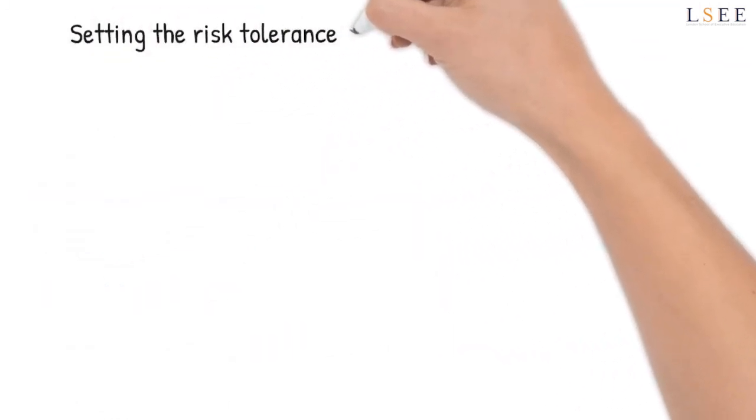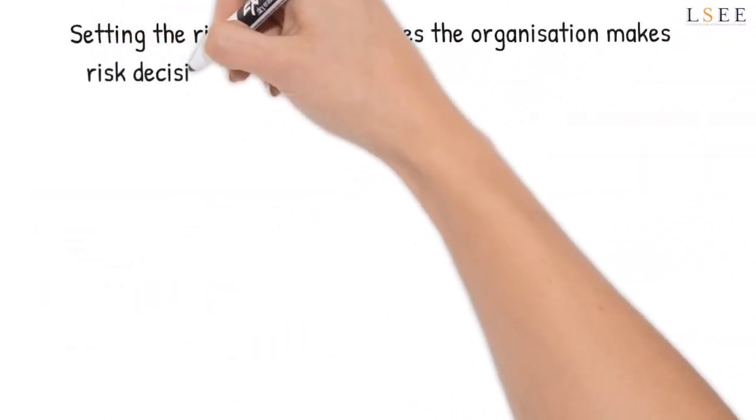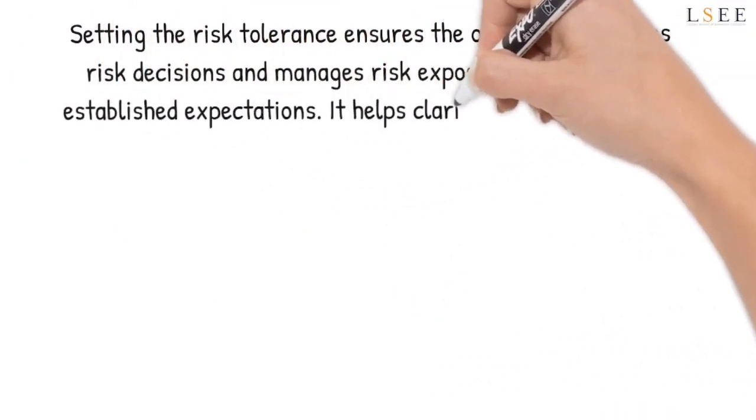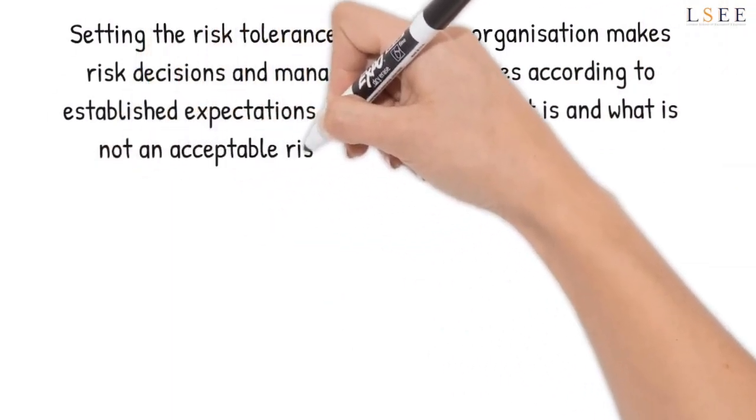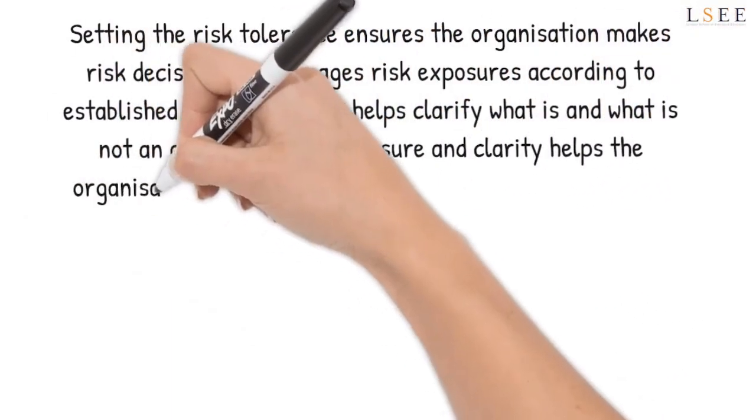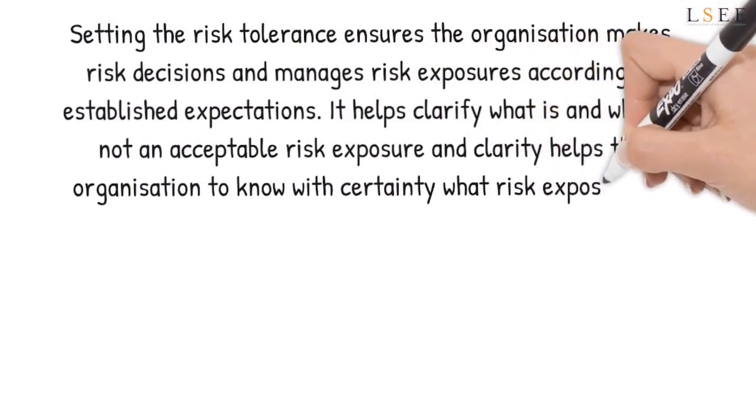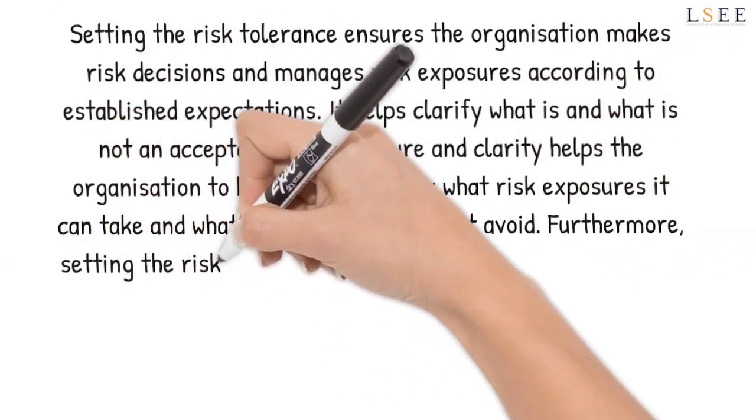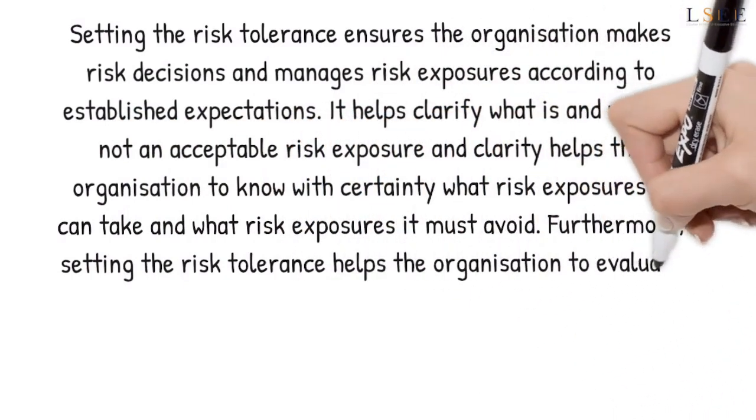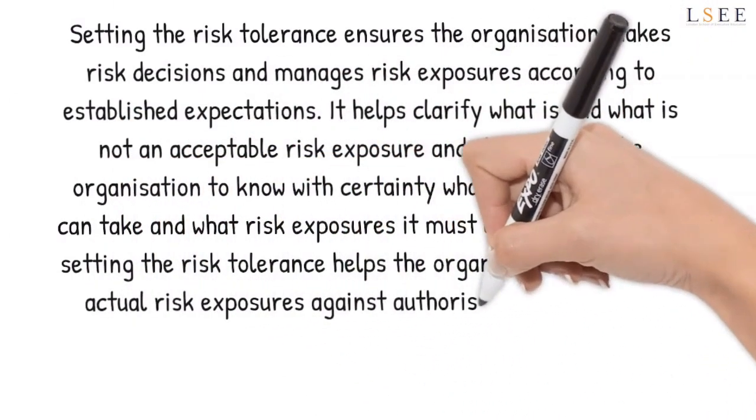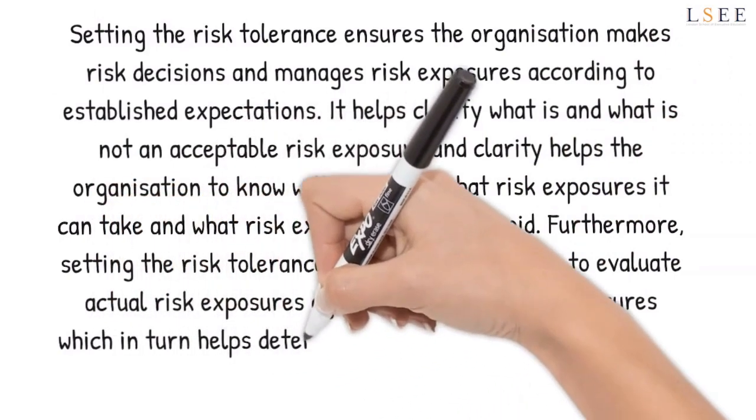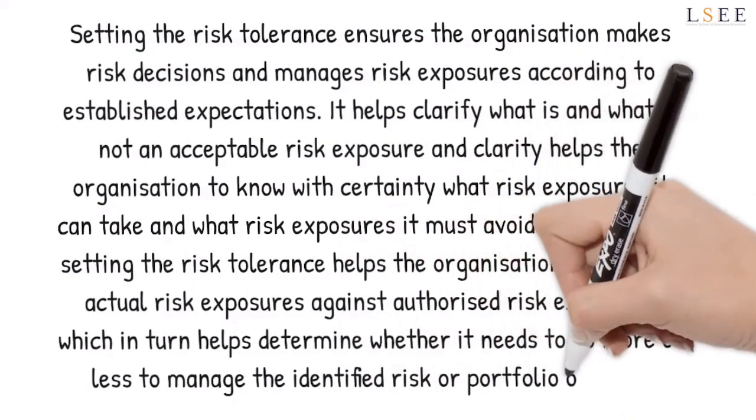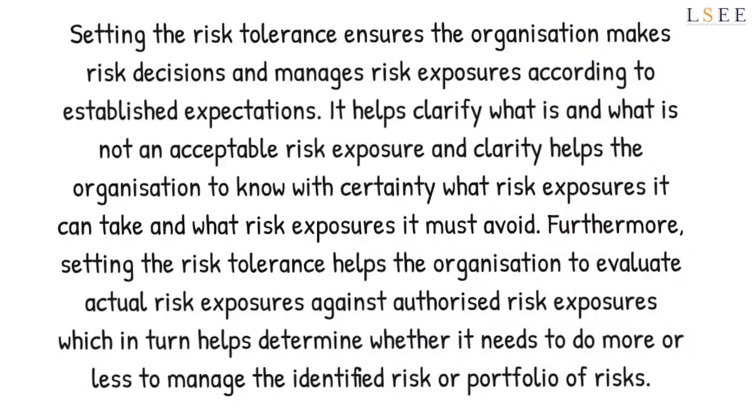Setting the risk tolerance ensures the organization makes risk decisions and manages risk exposures according to established expectations. It helps clarify what is and what is not an acceptable risk exposure, and clarity helps the organization to know with certainty what risk exposures it can take and what risk exposures it must avoid. Furthermore, setting the risk tolerance helps the organization to evaluate actual risk exposures against authorized risk exposures, which in turn helps determine whether it needs to do more or less to manage the identified risk or portfolio of risks.